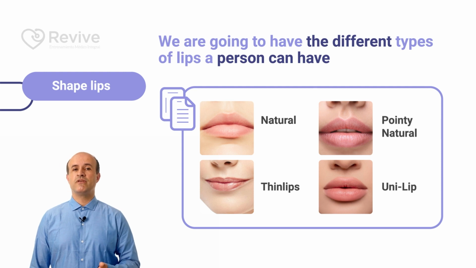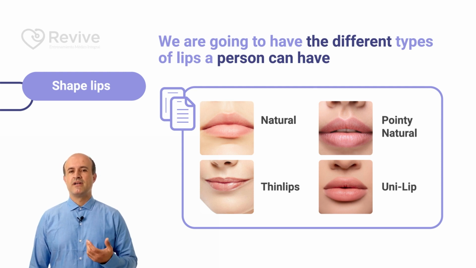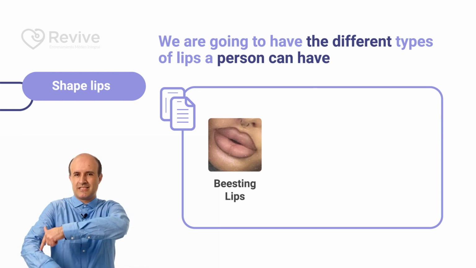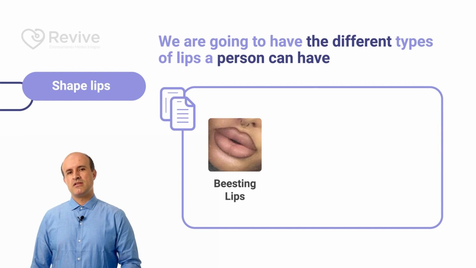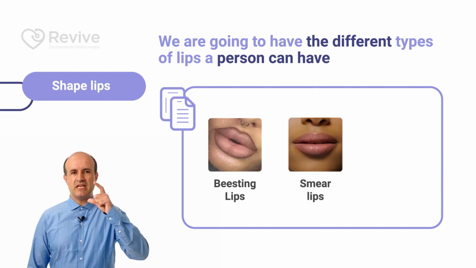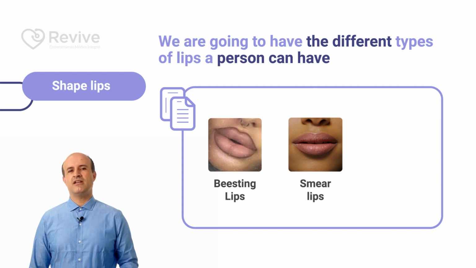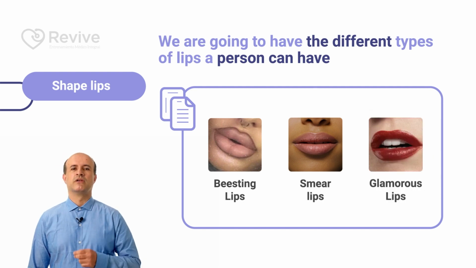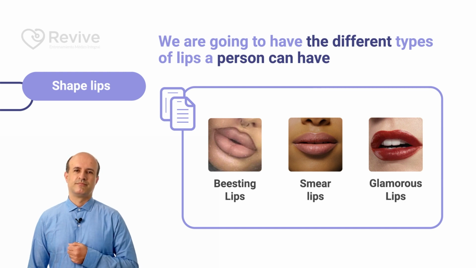Then after these uniform lips, we have the bee sting that is similar to a reaction after a bee has stung you. Then we have the smear lips that are big and white. And finally, the glamorous lips that are big and full in the upper lip.